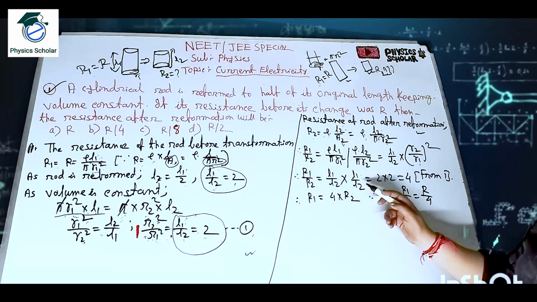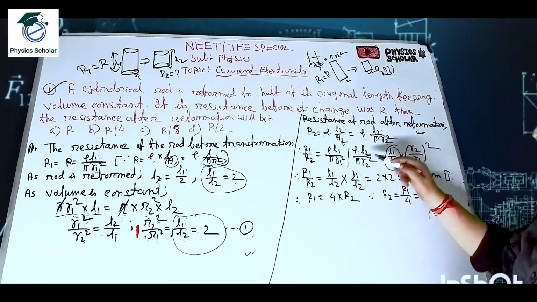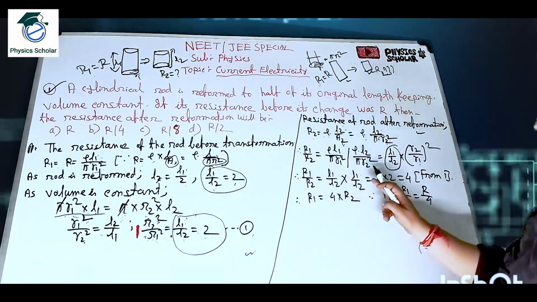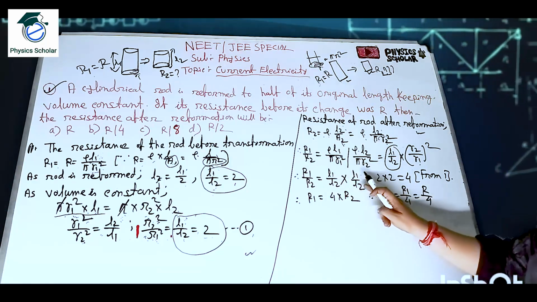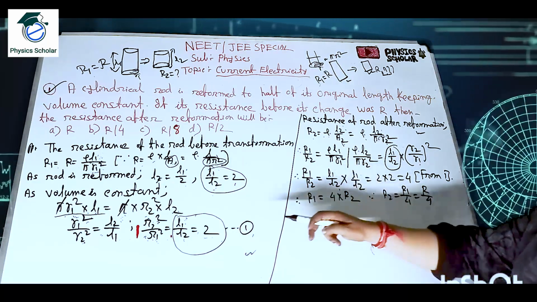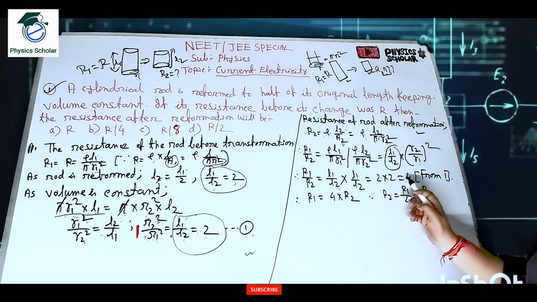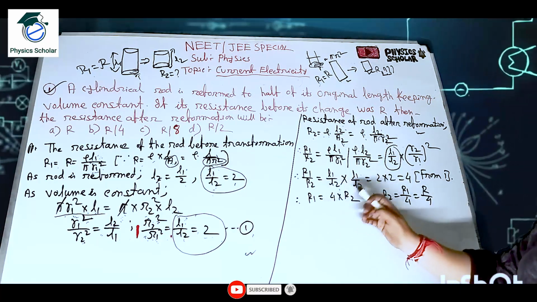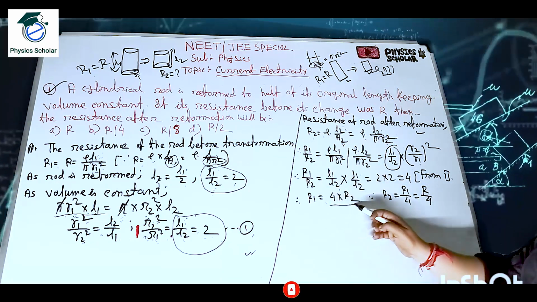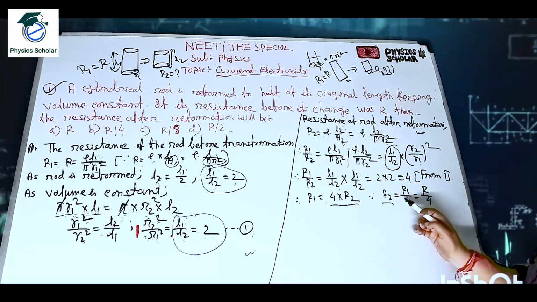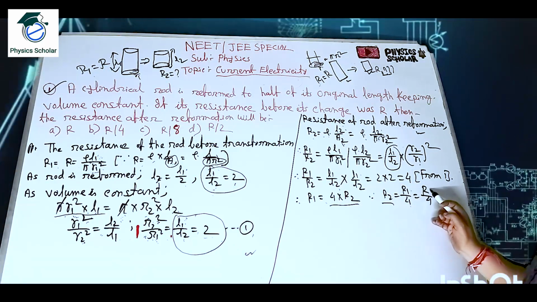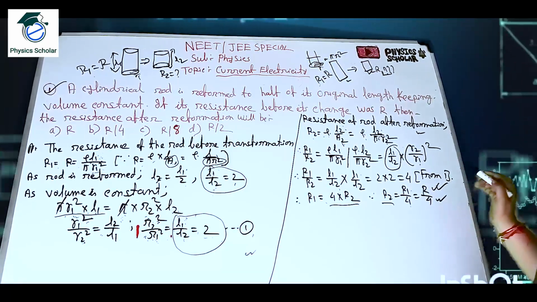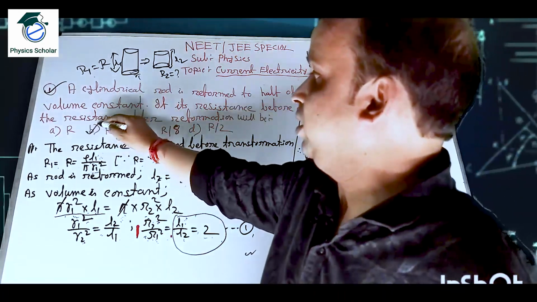So here L1 by L2 is there, and instead of R2 square by R1 square, we can write L1 by L2. So L1 by L2 into L1 by L2 is equal to what? What is the value of L1 by L2? 2. So 2 into 2, that means 4. Clear? Now R1 is equal to 4 R2. So R2 is equal to R1 by 4. So R1 means nothing but R, the given resistance, so R by 4. So option B will be correct.